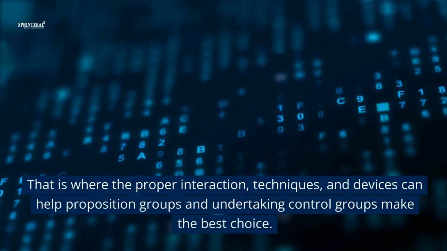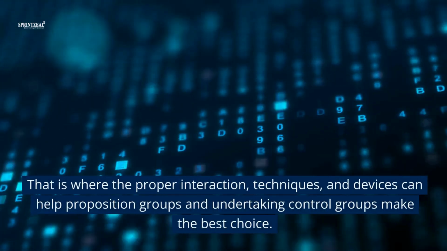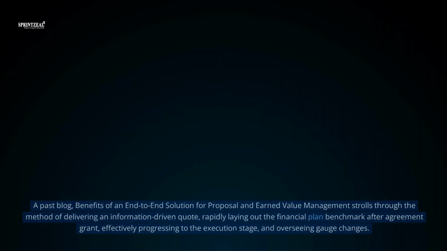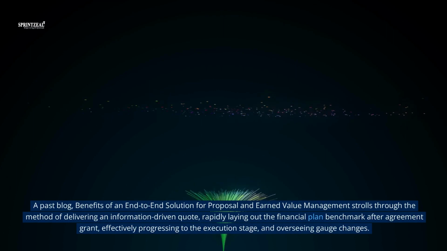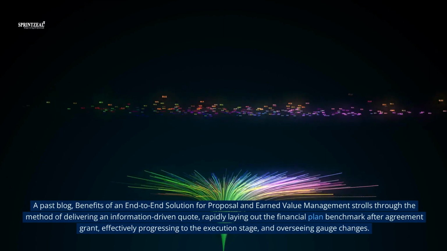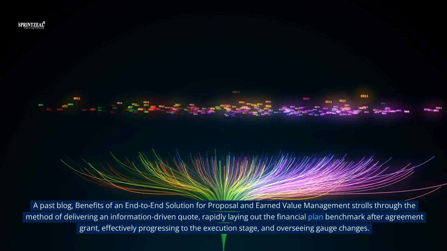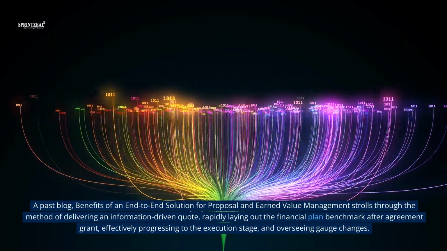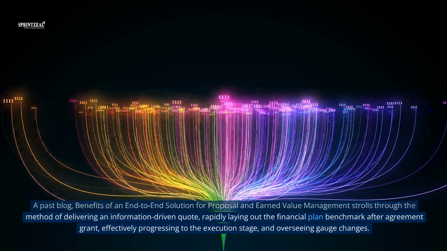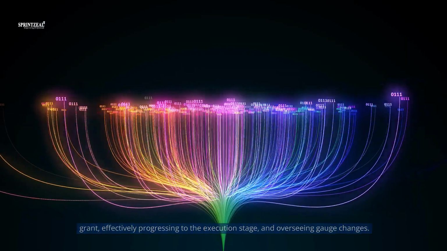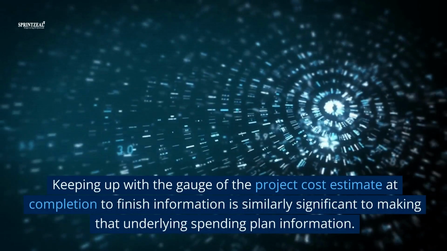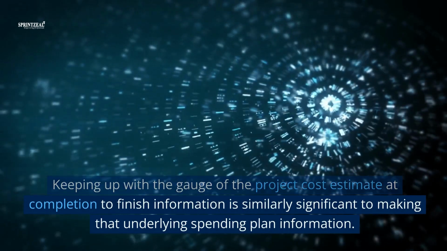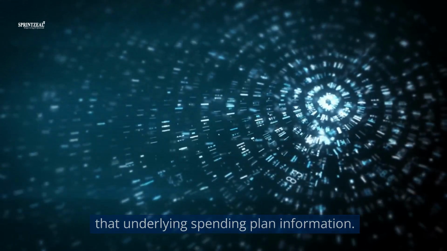That is where the proper interaction, techniques, and devices can help proposal groups and project control groups make the best choice. A past blog, Benefits of an End-to-End Solution for Proposal and Earned Value Management, walks through the method of delivering an information-driven quote, rapidly laying out the financial plan baseline after contract award, effectively progressing to the execution stage, and overseeing baseline changes. Keeping up with the project cost estimate at completion information is similarly significant to making that underlying budget information.